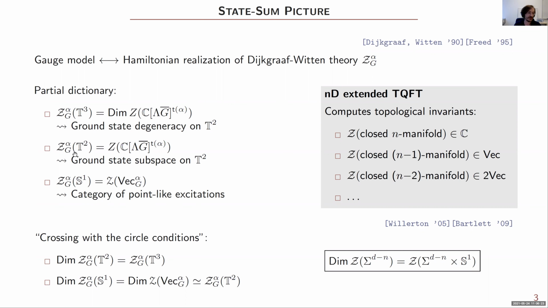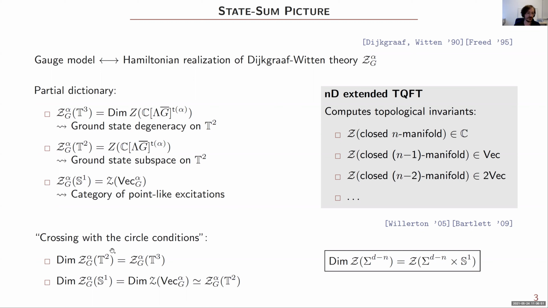Now to the two-torus, it assigns a vector space, which is just the ground state subspace of the Hamiltonian, and it can be conveniently written as the center of the tube algebra. Okay, and then to the three-torus, these are well-known things. The number is simply the dimension of the previous vector space, which physically is the ground state degeneracy on the torus. Now, something that is interesting is that there are some relations between these quantum invariants.